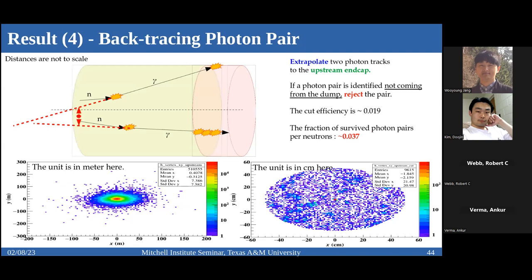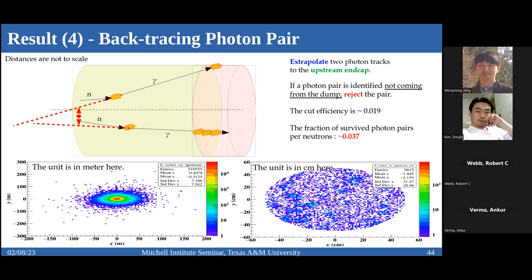And this is about the backtracing that I just mentioned, checking whether these two photons are coming from the dump. This is when we did not apply this backtracing cut. You can see that the extrapolated vertex position is very wide. You can imagine that the size of this vacuum chamber is 10 meter diameter and 10 meter long, but you can see that the vertex position is 50 meters away or 100 meters away. So if you apply a cut using the radius of the dump, which was 1 meter diameter, you can cut out most of the background.